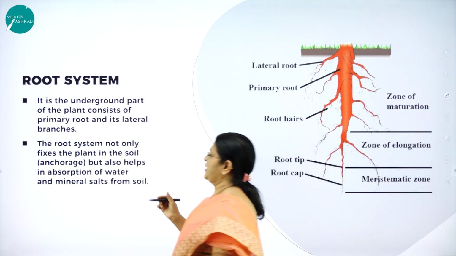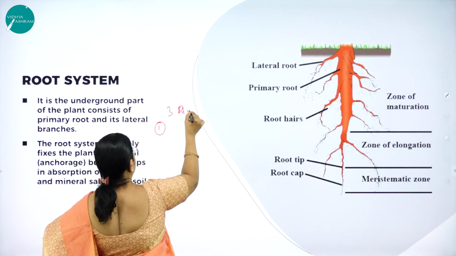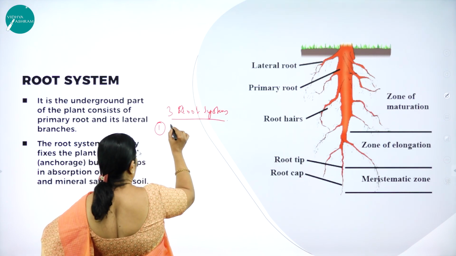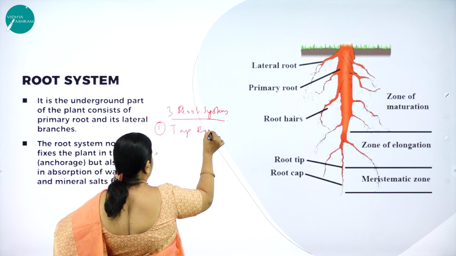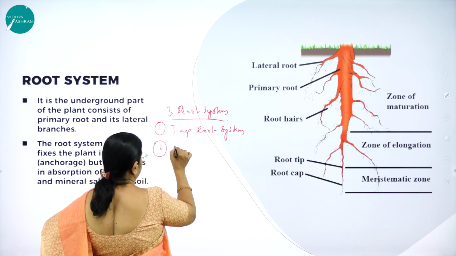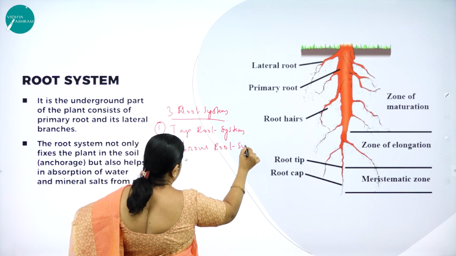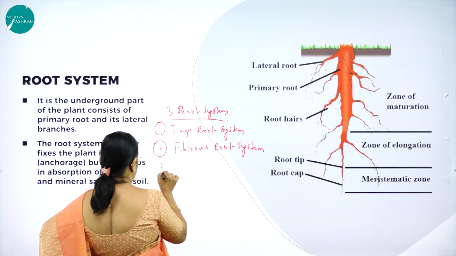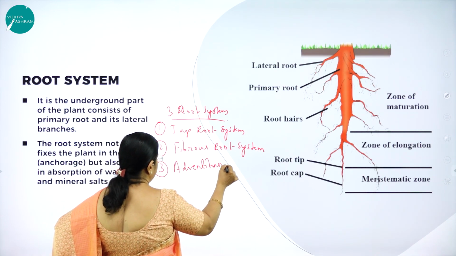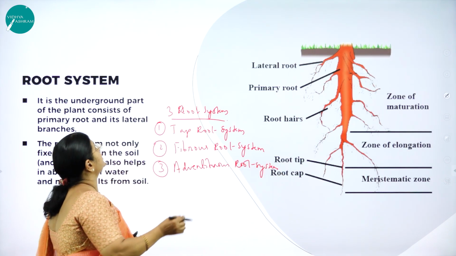What are the different types of root system? There are three different types of root system. One is called the taproot system. The other one is called the fibrous root system, and the third one is called the adventitious root system. What are the three types of root system?